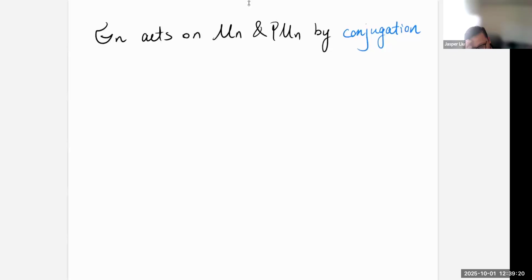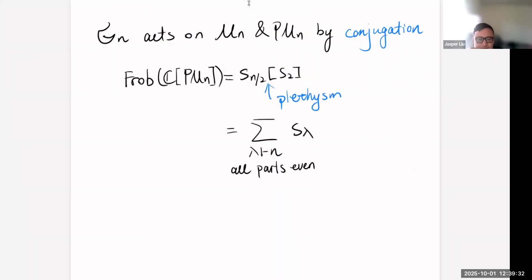So the symmetric group can act on both loci of points by conjugation. The representation of the perfect matching locus is actually a known result. If you take the Frobenius image, it will be the plethysm of S_n over S_2. We don't need to worry about what the plethysm actually is.